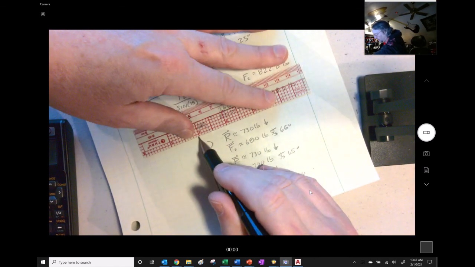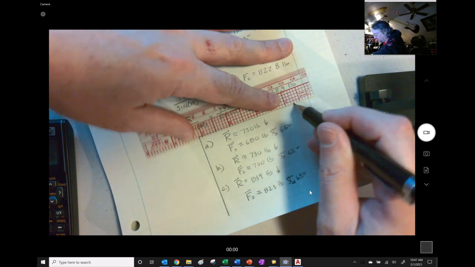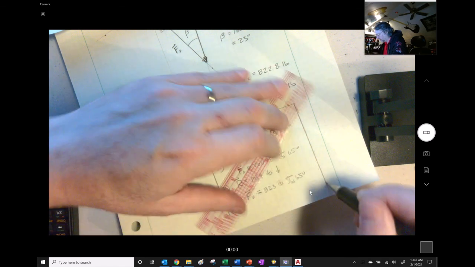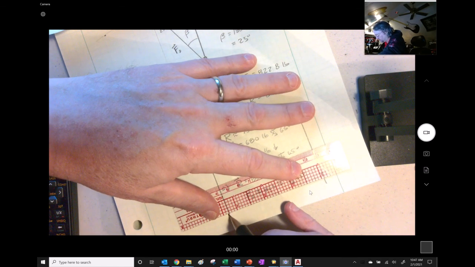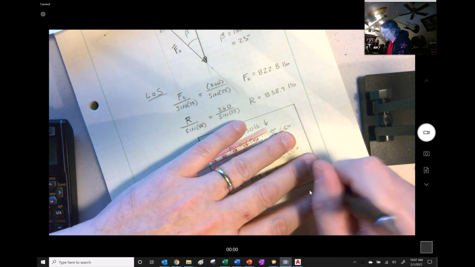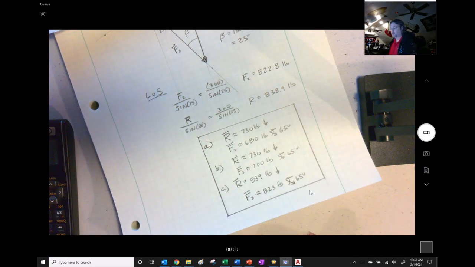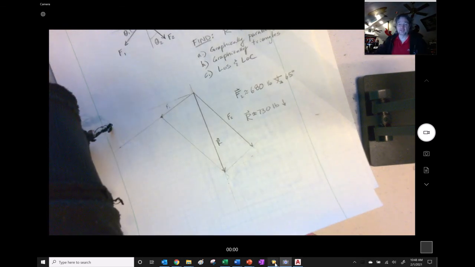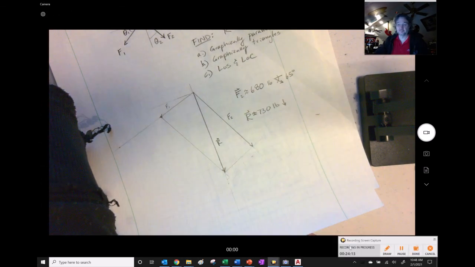I want to box them out. I'll make my box nice and neat. Very helpful to box out the answer. People will often just write a whole bunch of stuff and I can't find it. So there is the first problem, and I will do the second problem here in a minute. And that took 24 minutes.